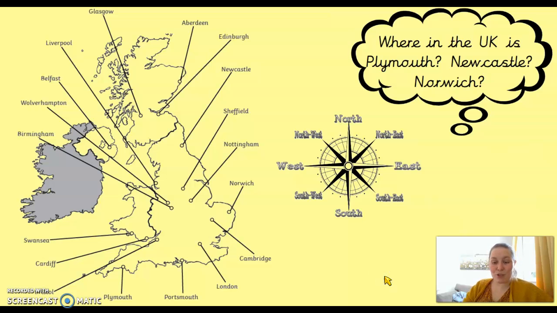Okay, so here are your answers, and you might want to pause this screen so that you can check whether you were right or not, and hopefully you did well. I want to think a little bit before you move on to your main activity about position and direction.